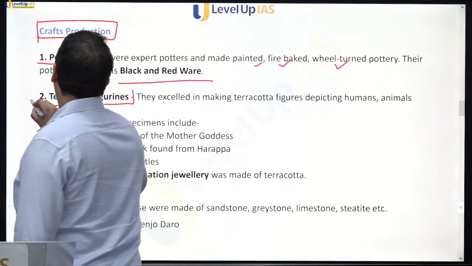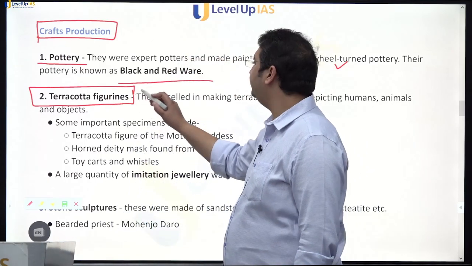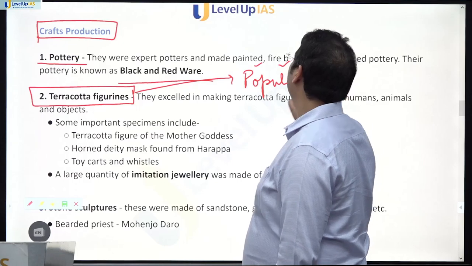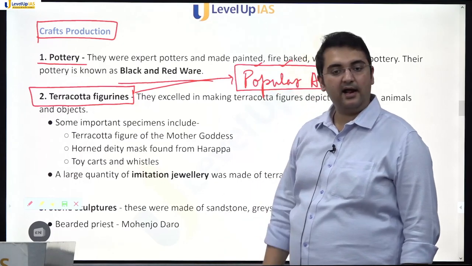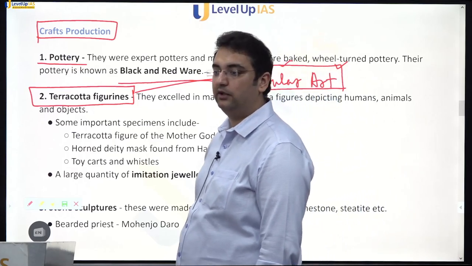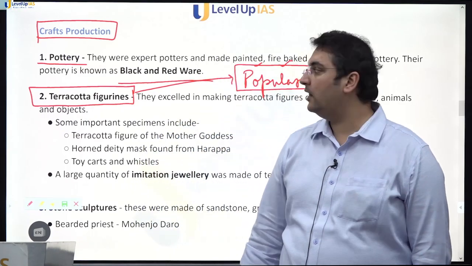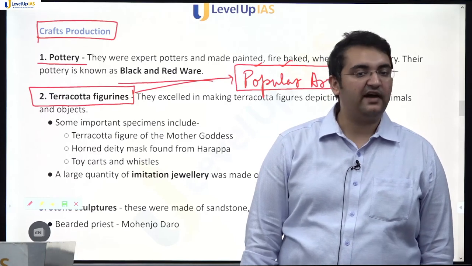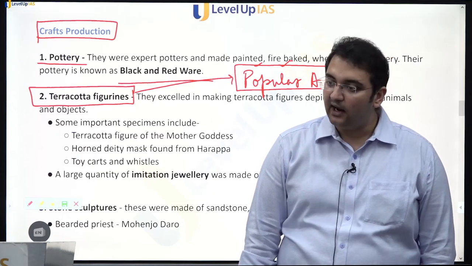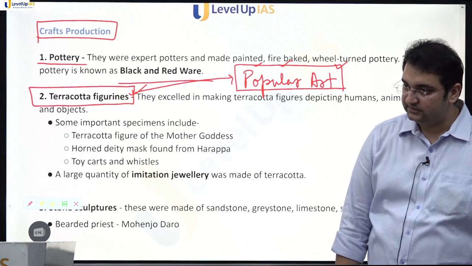Next we have terracotta figurines. Now terracotta figurines are an expression of popular art during the Harappan civilization. How would you differentiate popular art from elite art? Kya difference hoga? Which is going to be more frequently discovered? Popular art or elite art? Popular art. Which is going to be less valuable? Popular art. Which is going to have higher quality? Elite art. Theek hai? So, terracotta figurines were found from almost all across the Harappan civilization.